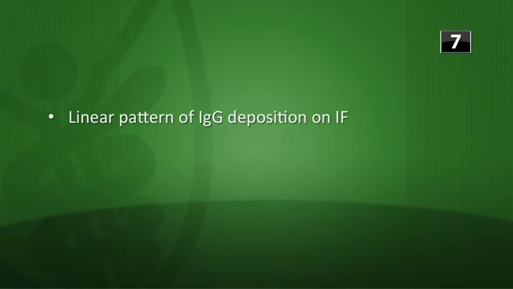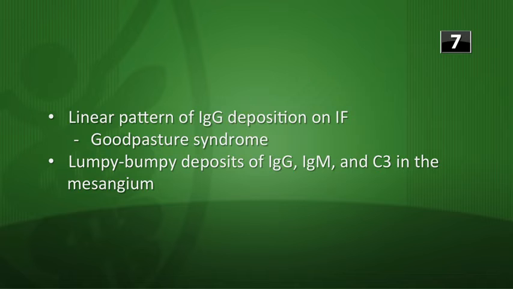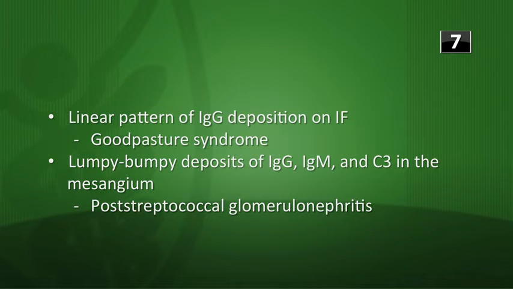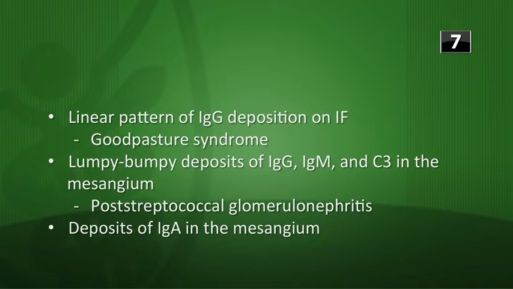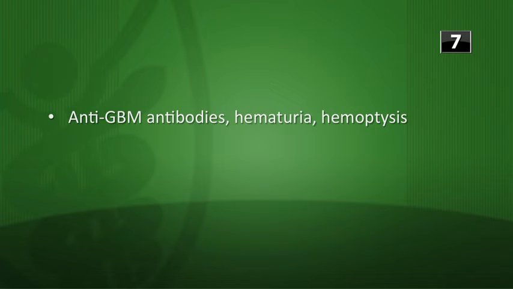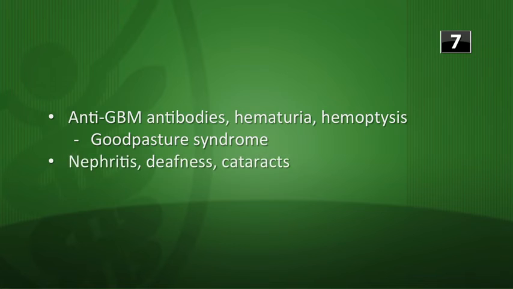All right, so the last question is very high yield. If you learn nothing else from this video, learn these high yield biopsy findings. So a linear pattern of IgG deposition on immunofluorescence, that's Goodpasture syndrome with those anti-glomerular basement membrane antibodies, anti-GBM antibodies. Lumpy, bumpy deposits of IgG, IgM, and C3 in the mesangium, that's post-streptococcal glomerulonephritis. Deposits of IgA in the mesangium is IgA nephropathy. Anti-GBM antibodies, hematuria, and hemoptysis, that's Goodpasture syndrome. Nephritis, deafness, and cataracts, that's Alport syndrome again.